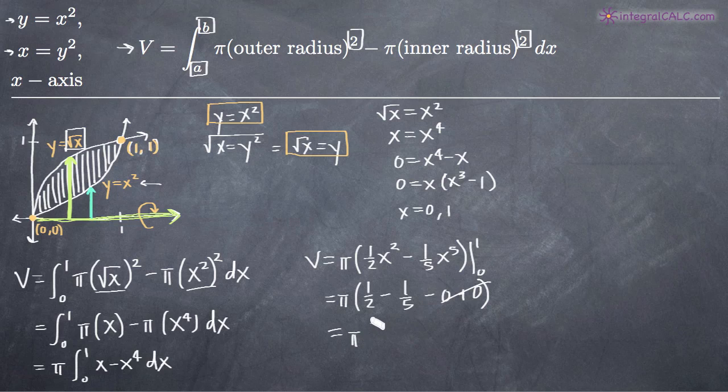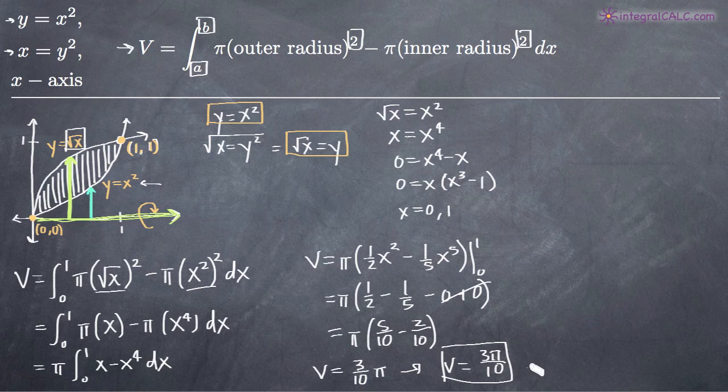If we find a common denominator of 10, we'll get 5/10 minus 2/10, which is 3/10, so we'll get 3/10 pi, or you can write it a little cleaner as 3 pi over 10. And that's our final answer. So that's the volume obtained by revolving this surface around the x-axis.